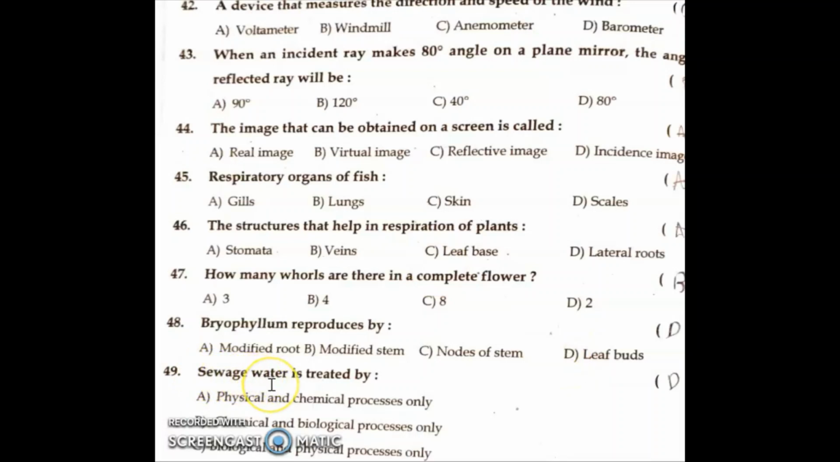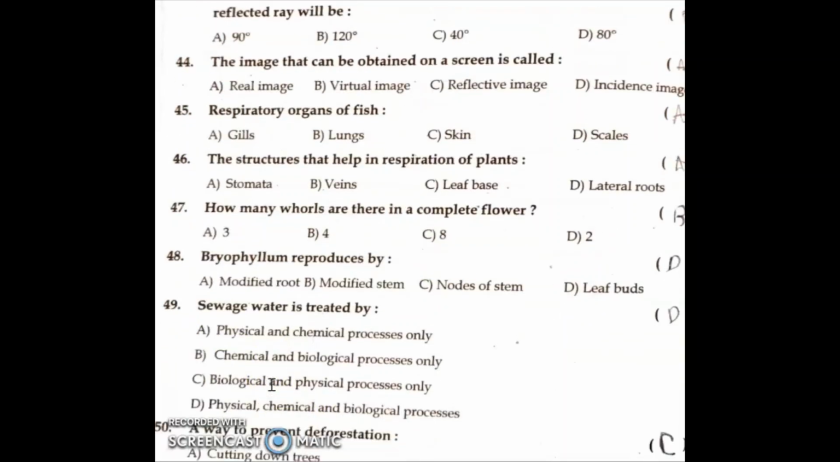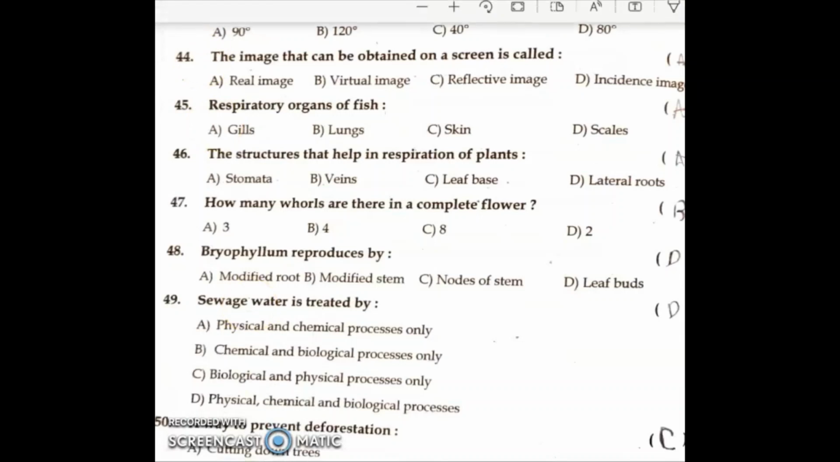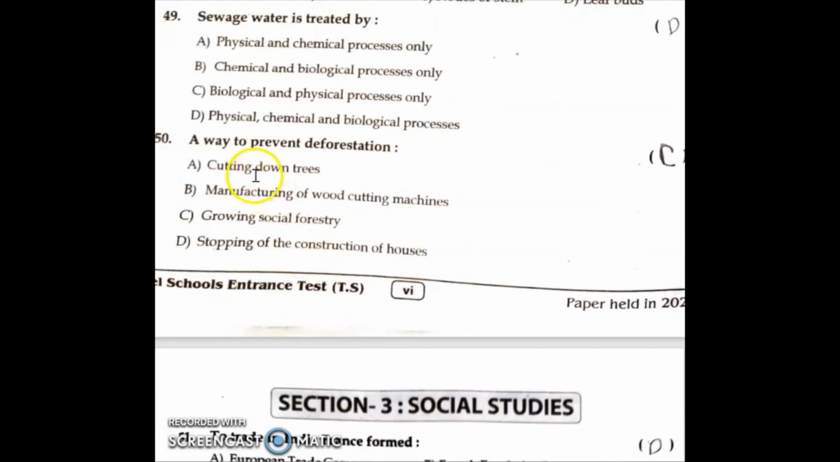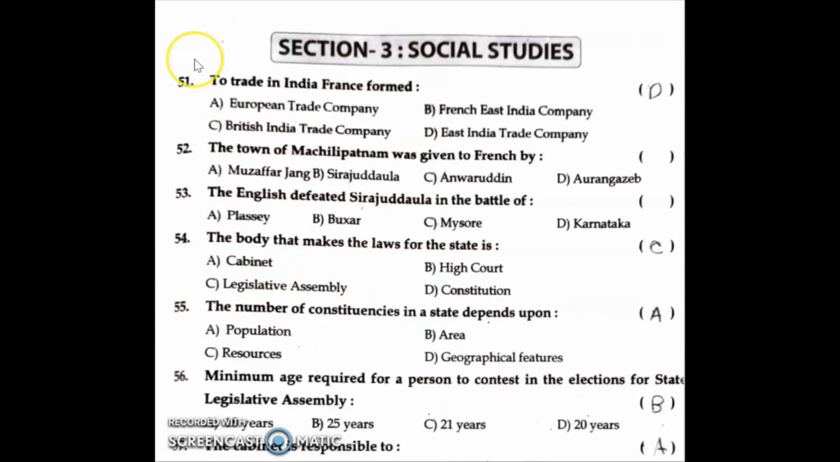Seepage of water is treated by. Here the correct answer is D. Physical, chemical and biological processes. A way to prevent deforestation. Growing social forestry. C is the correct answer. Now on to section 3.